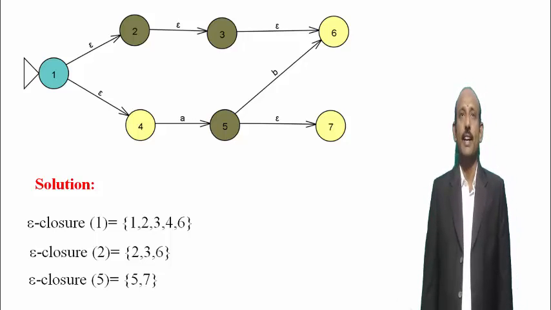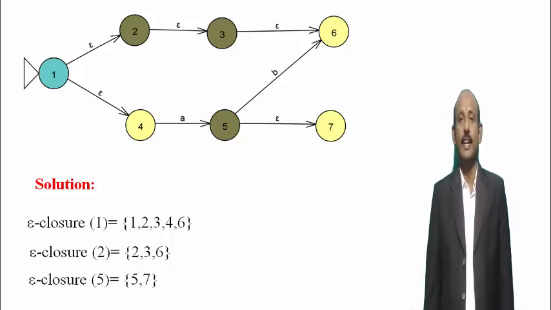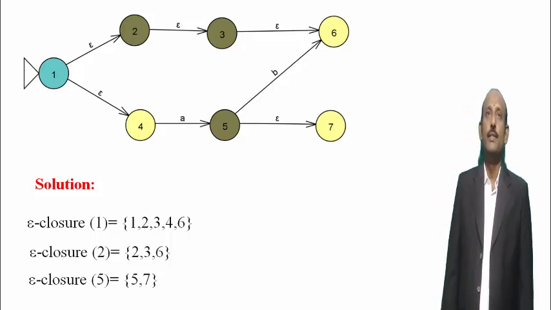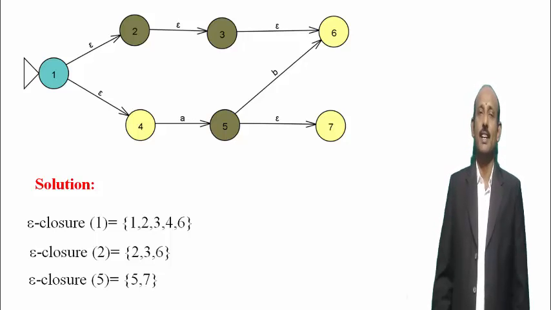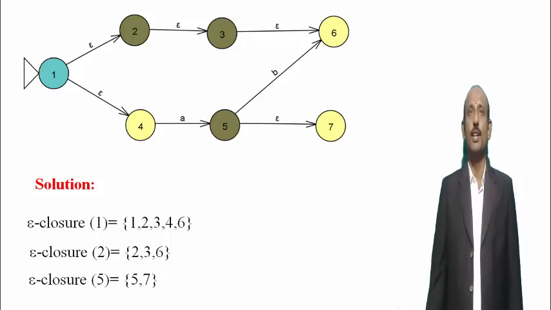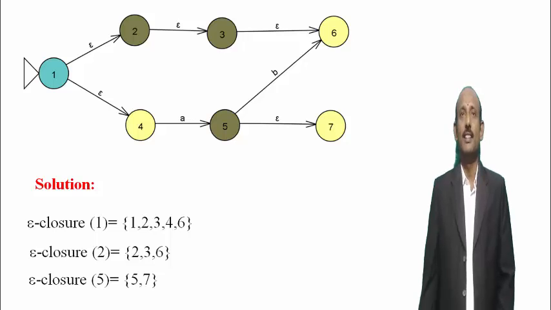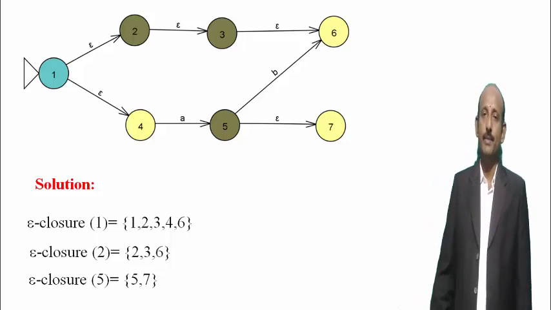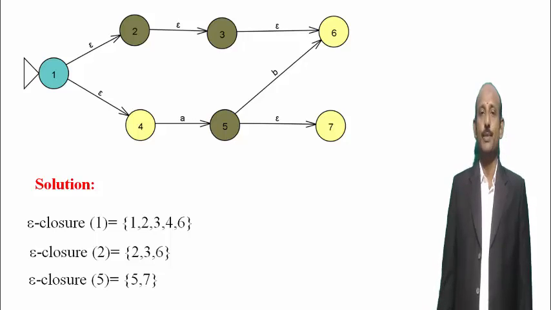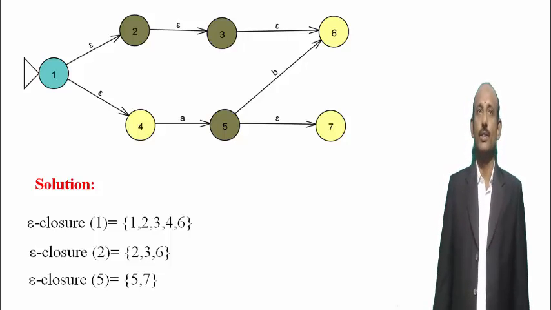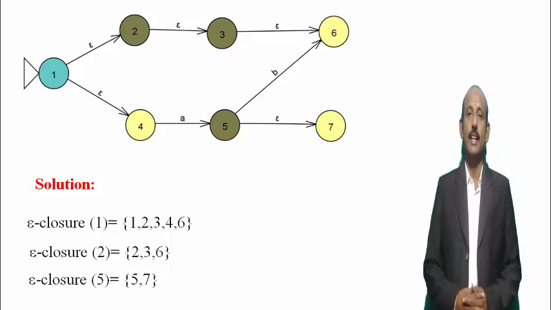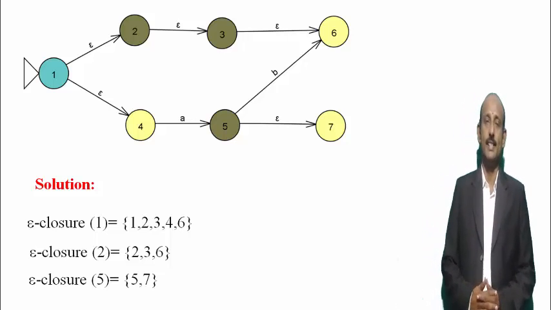Next we can go for finding the epsilon closure of 2. So now we take the state 2. From this state 2 we have to find the epsilon closure of 2, and first we have to initialize the state 2. Then we can find the epsilon closure of state 2. There is an epsilon transition from 2 to 3, so we have to include 3. From the state 3 there is also an epsilon transition that goes to state number 6. So we have to include the state 6. So the epsilon closure of 2 contains 2, 3, 6.